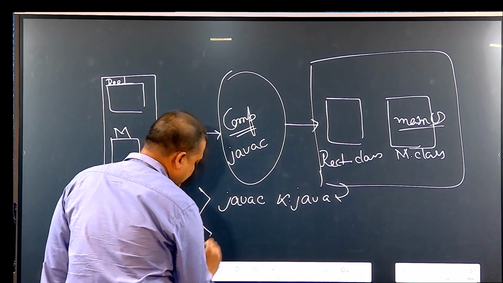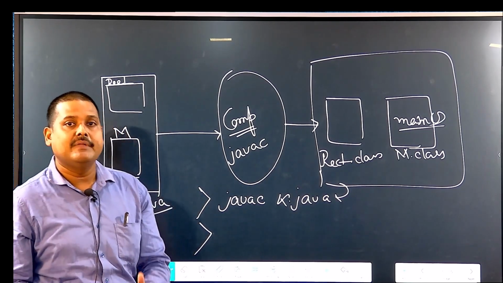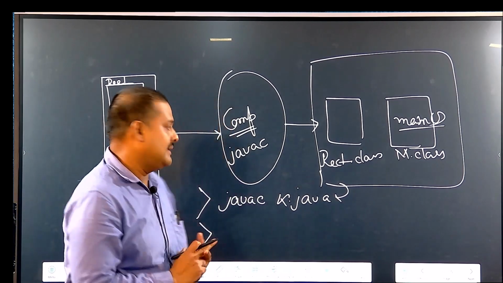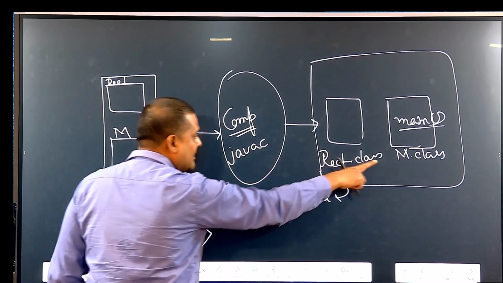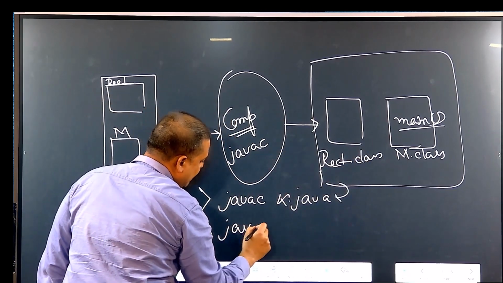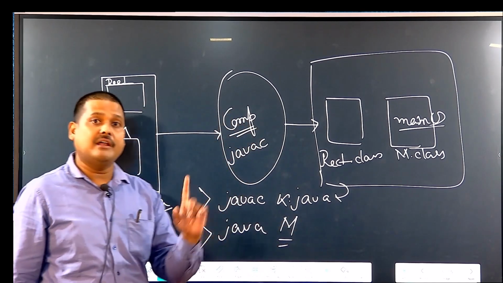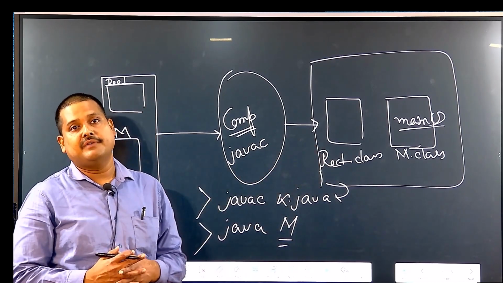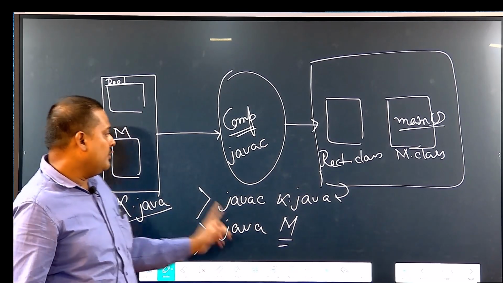Then we have to execute the code. We have to tell the system where my main method is, because the program starts its execution from the main method. So, we write the class name where the main method is residing: java m. If we write rect here, it will not be able to find the main method, and some error message will be displayed. So, here I have to provide the name m.